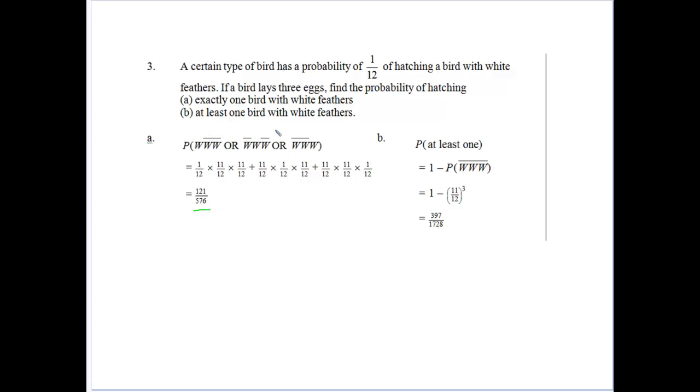Now, what's the probability of at least 1 bird with white feathers? Well, if we want at least 1, we can get all 3, we can get 2, or we can get only 1. Or we could look at 1 minus the probability that none of them have white feathers. Again, that's much easier than calculating all the other probabilities that could occur. And we do our calculation and put it in our calculator.